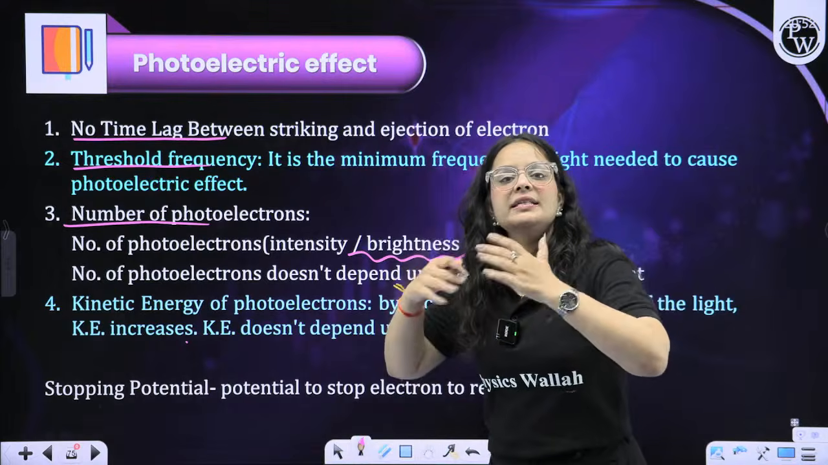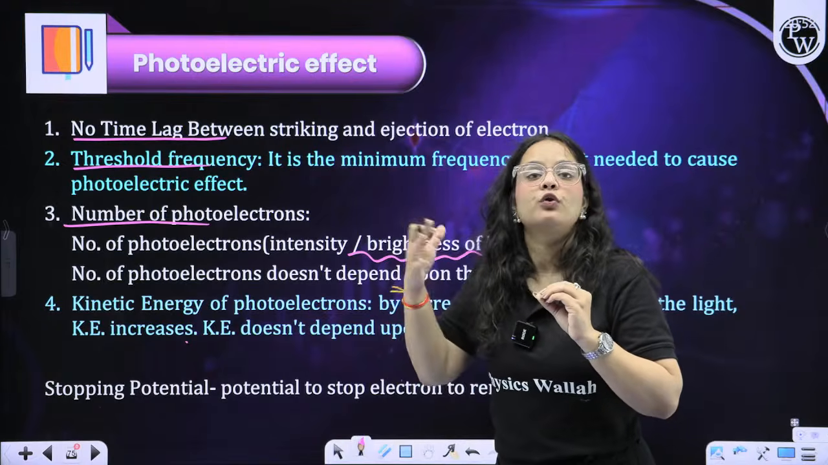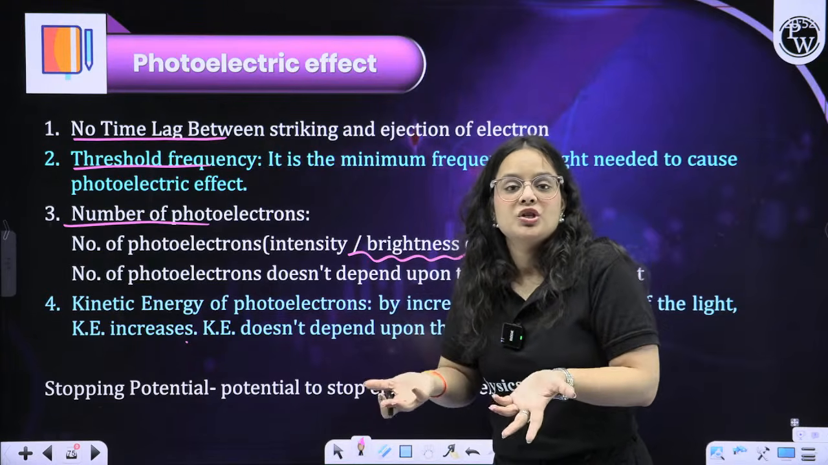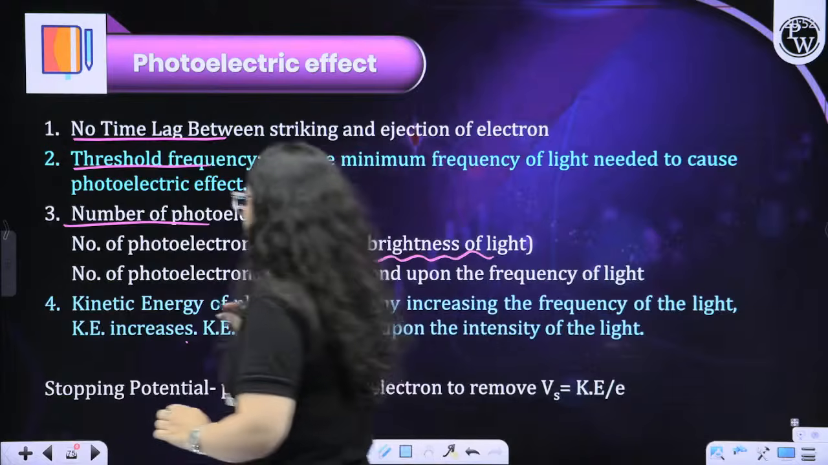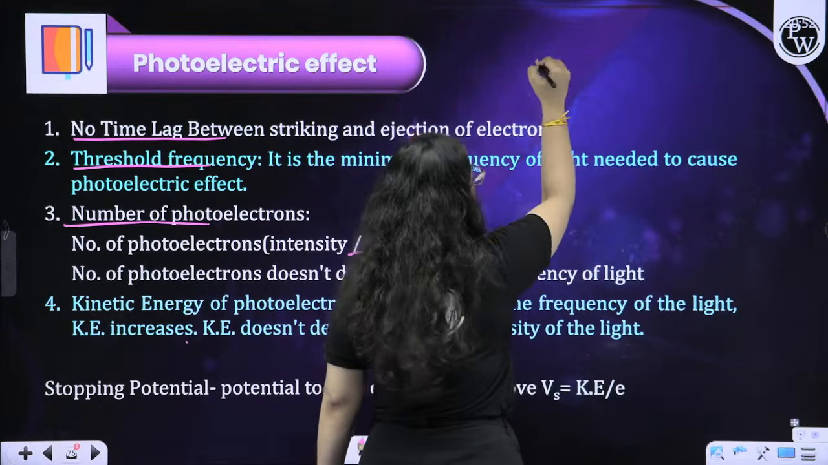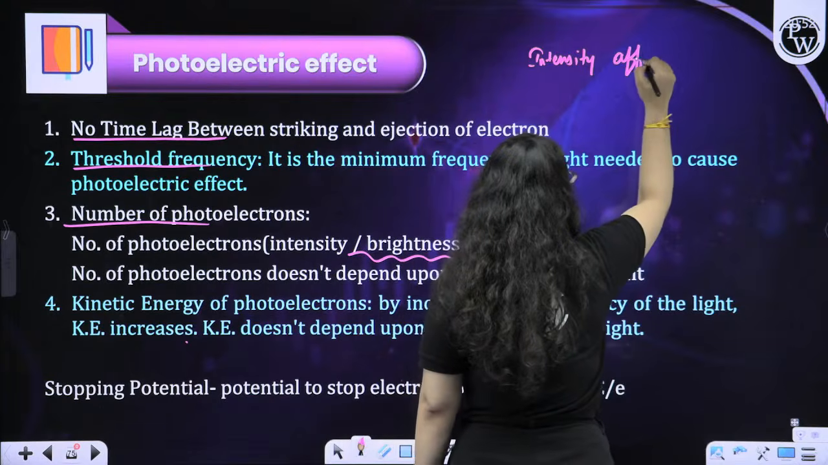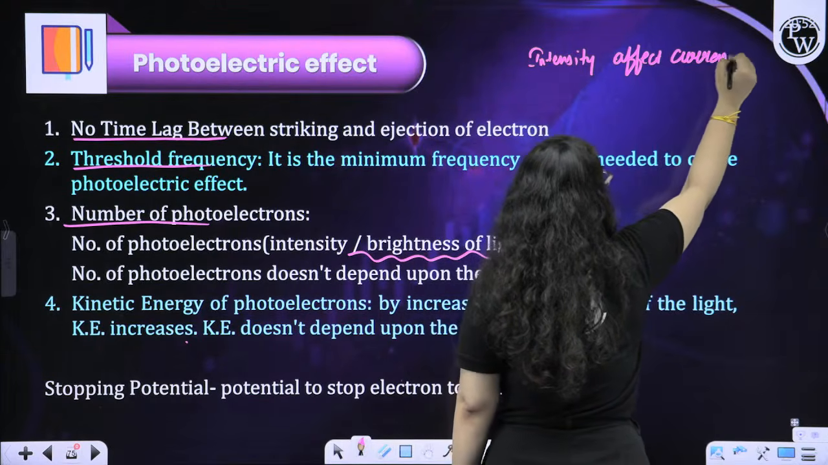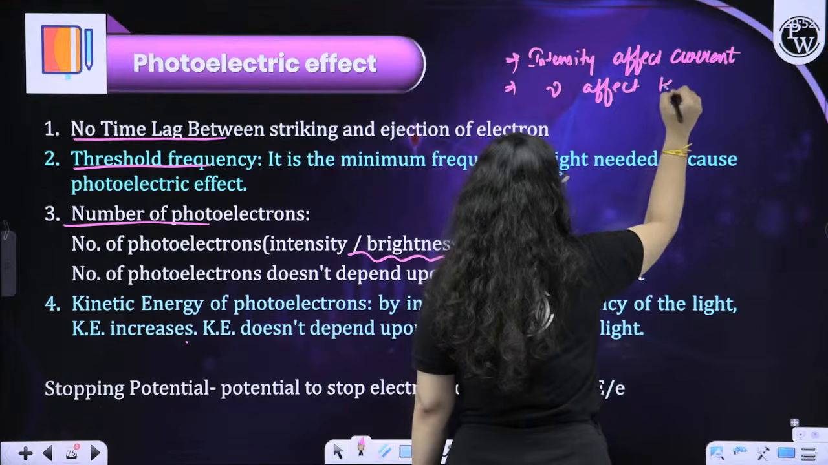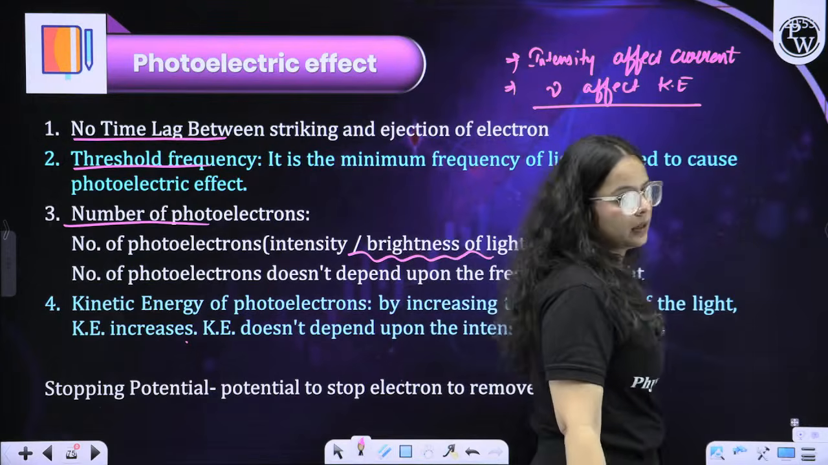If you increase the intensity or brightness, there is an impact on the number of photoelectrons coming out. That means ultimately the current will change. But if you are increasing the frequency, then the current will not change. So intensity will affect current, and frequency affects kinetic energy. Intensity will not change kinetic energy, and frequency will not change current. This is the relation.